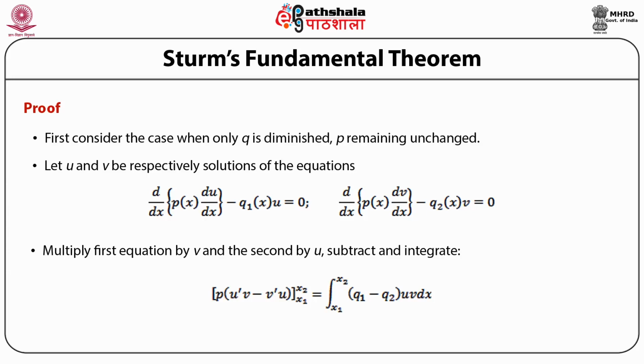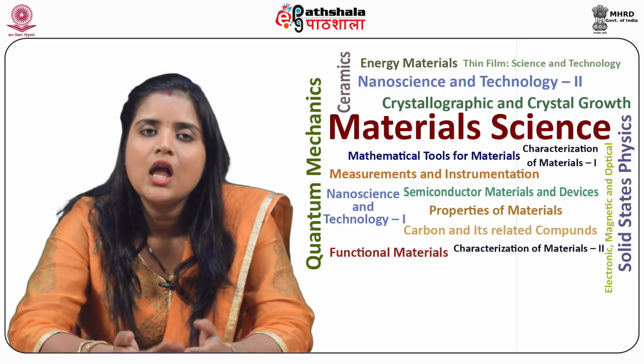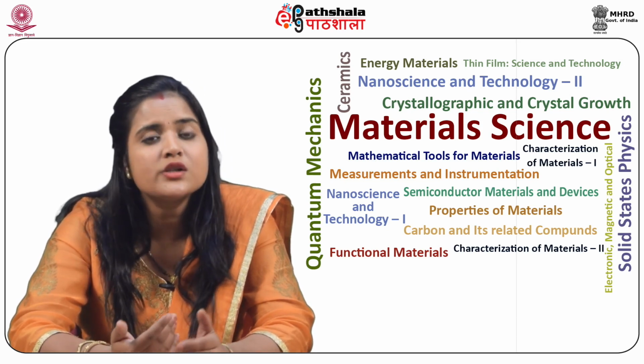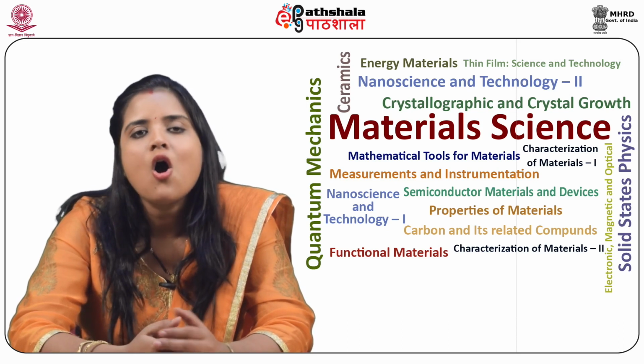and x2 to obtain the equation [p (u' v - v' u)] from x1 to x2 is equal to the integral from x1 to x2 of (q1 - q2) u v dx. This is a special case of what is usually called Green's formula or theorem.